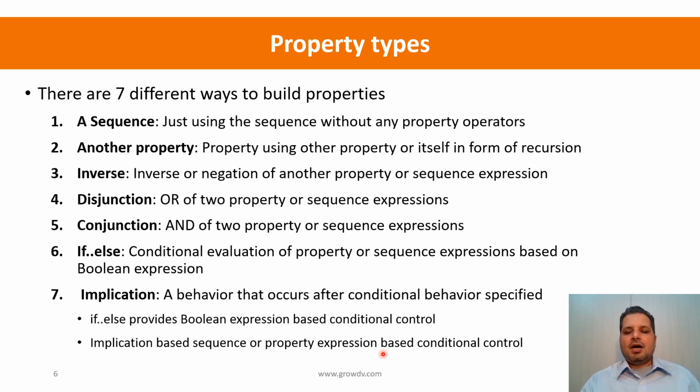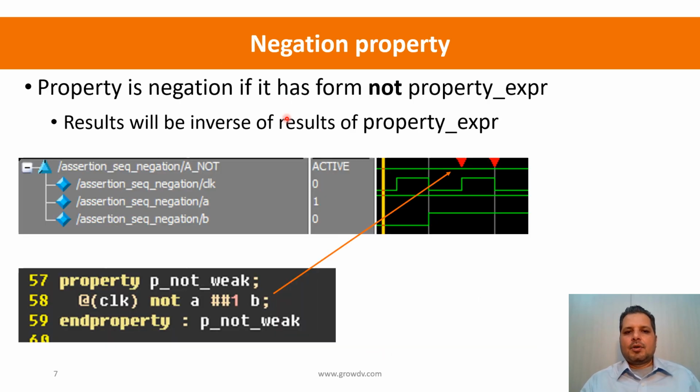That's the main difference. Okay, here is a simple example of how the negation property pattern works. So you just write it as not of a property expression.